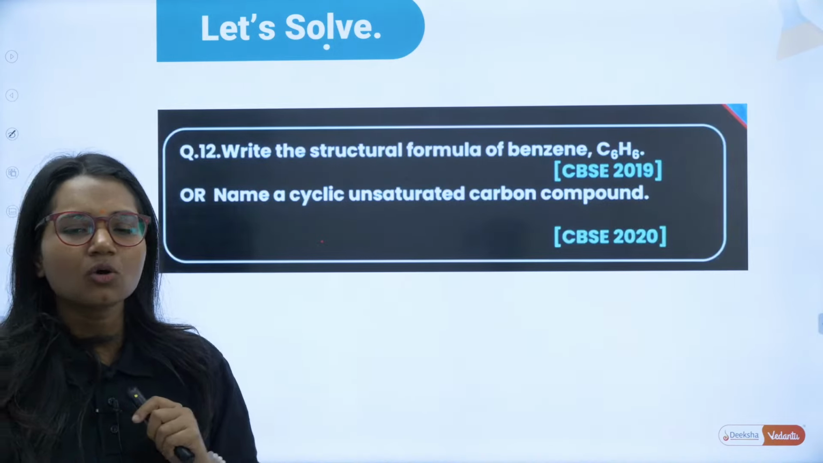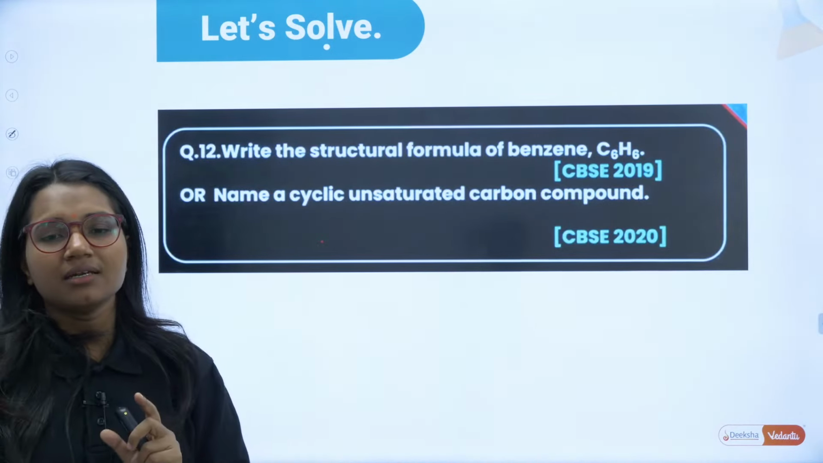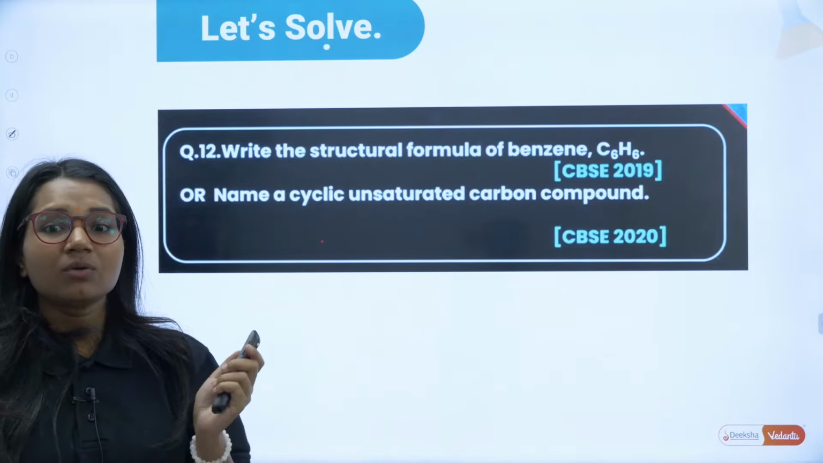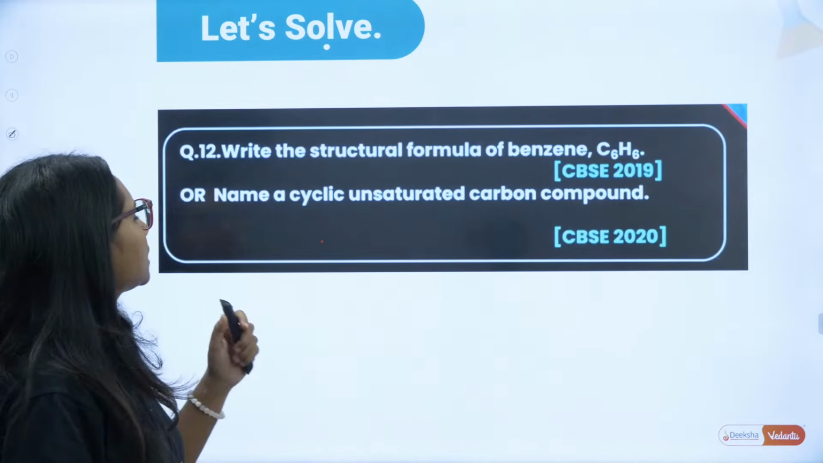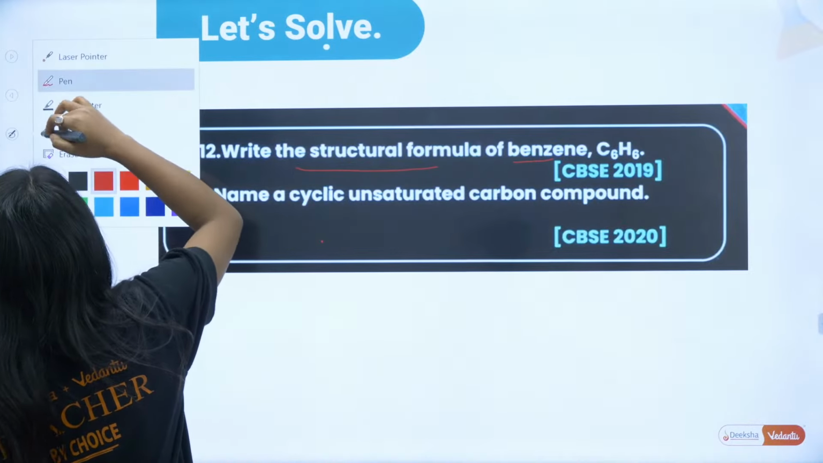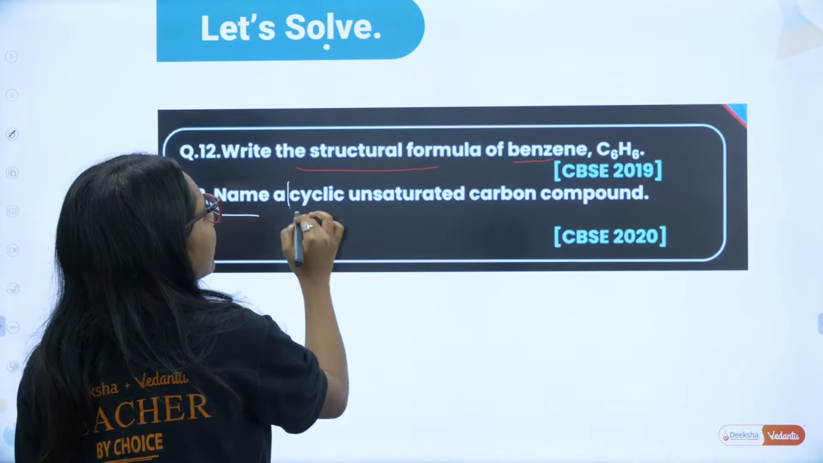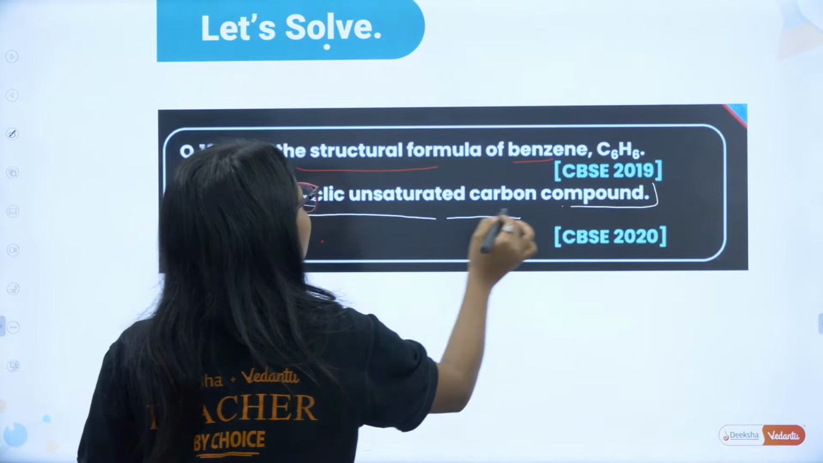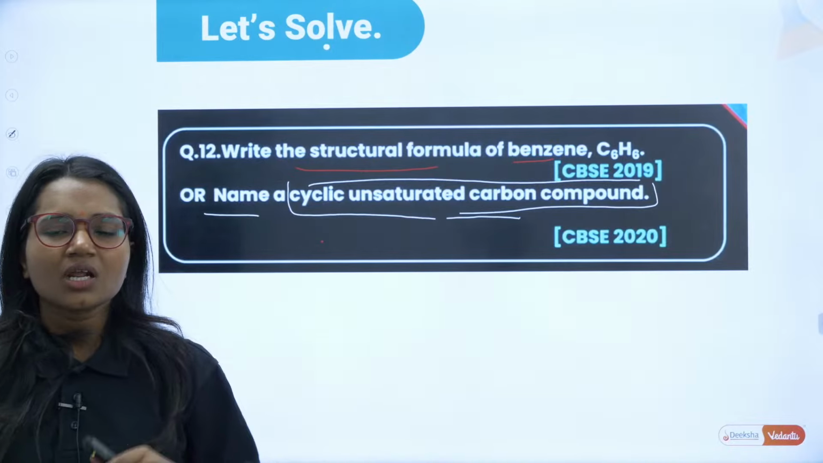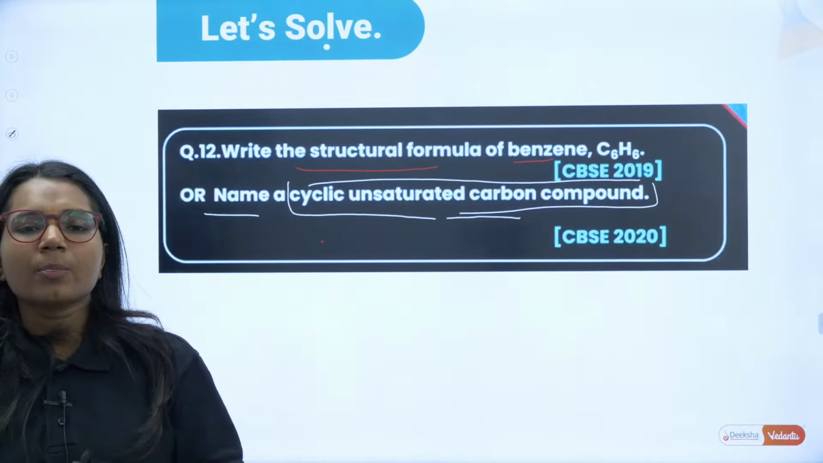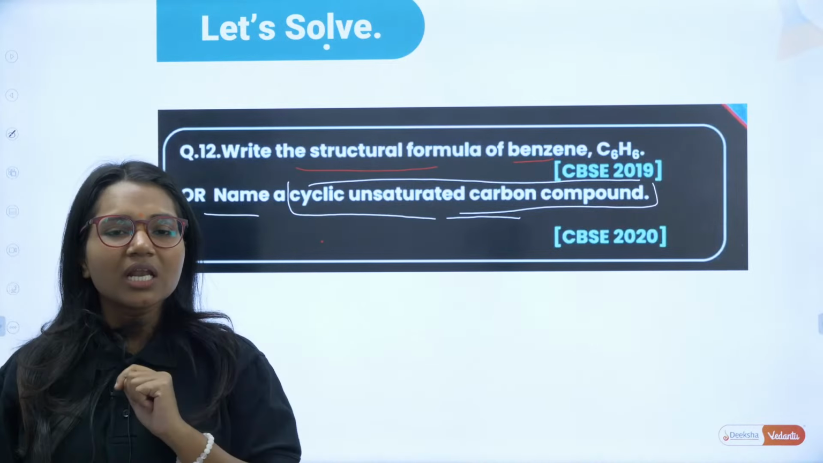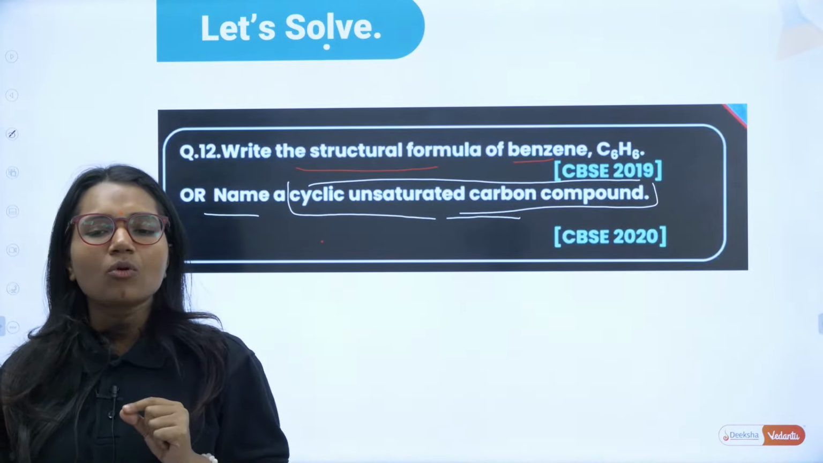Here is the next question and they have asked it very recently, 2019-2020. So, I am giving you some time, read the question and tell me what can be the answer. Write the structural formula of benzene. What is the structure of benzene? Name a cyclic unsaturated carbon compound. Do let me know in the comment box. Unsaturated means what? Double bond, single bond, triple bond? What is the meaning of unsaturated? Okay, so now let me tell you. Write the structural formula of benzene.